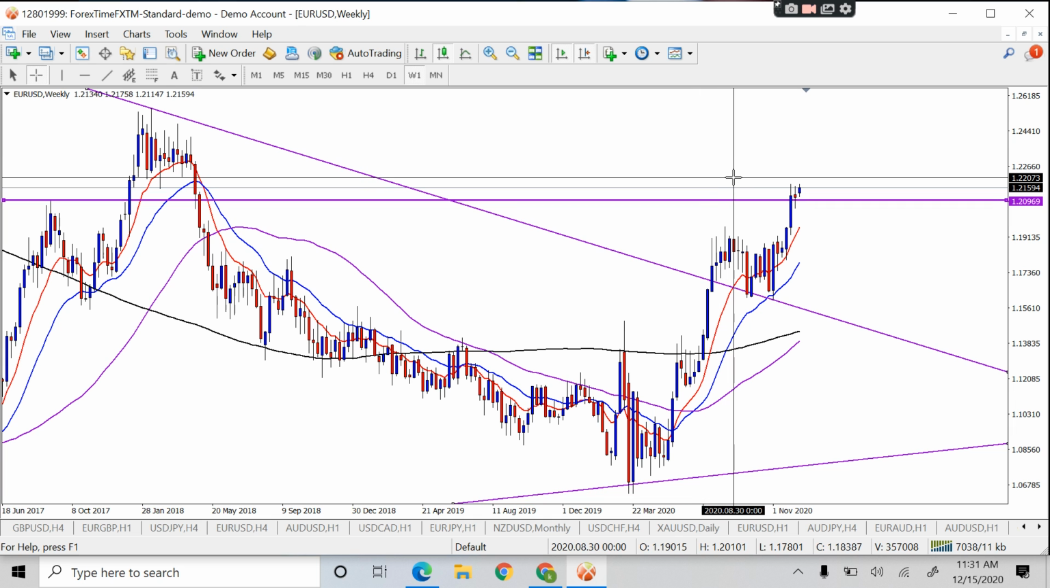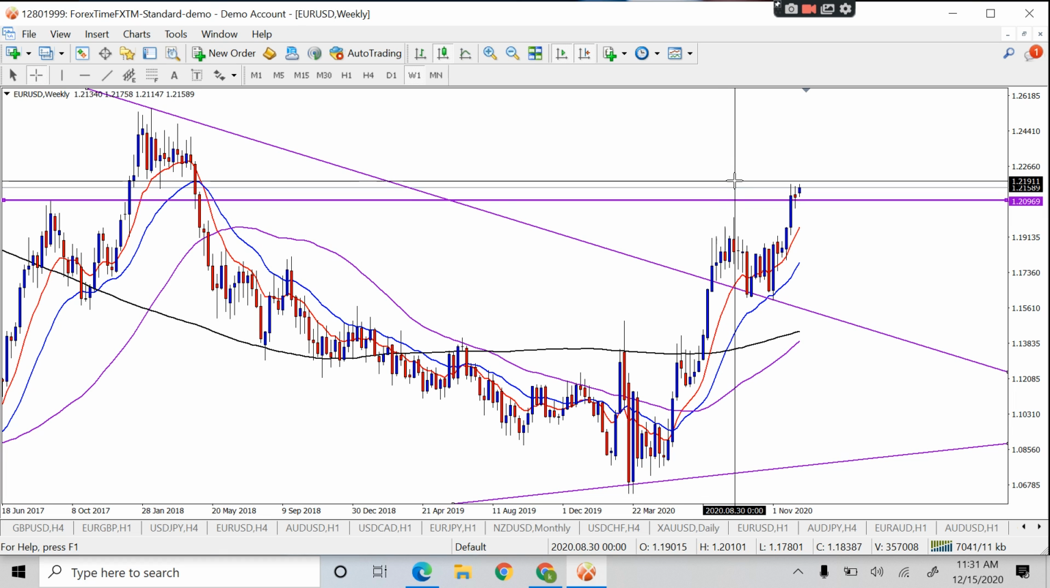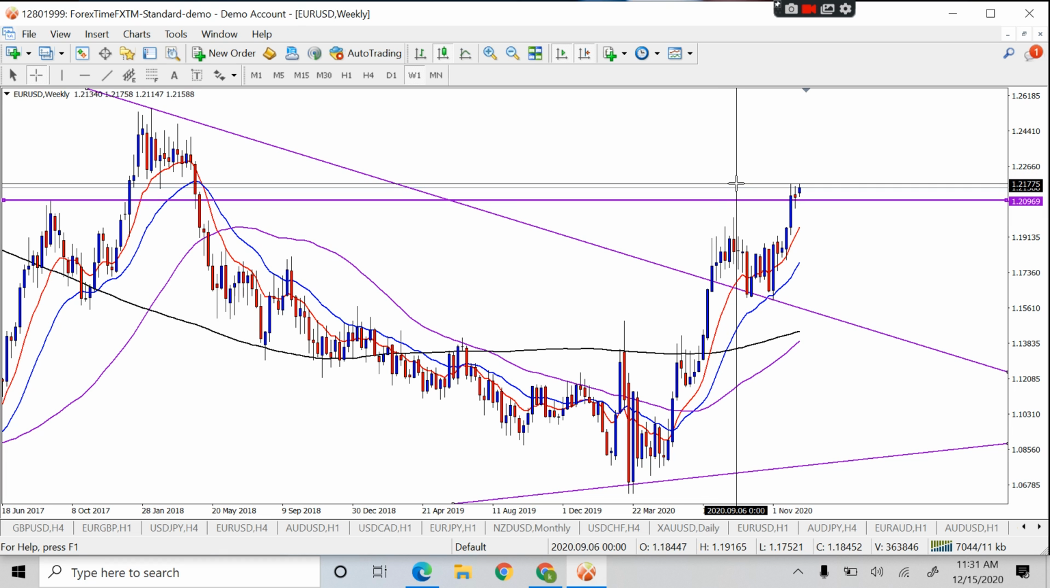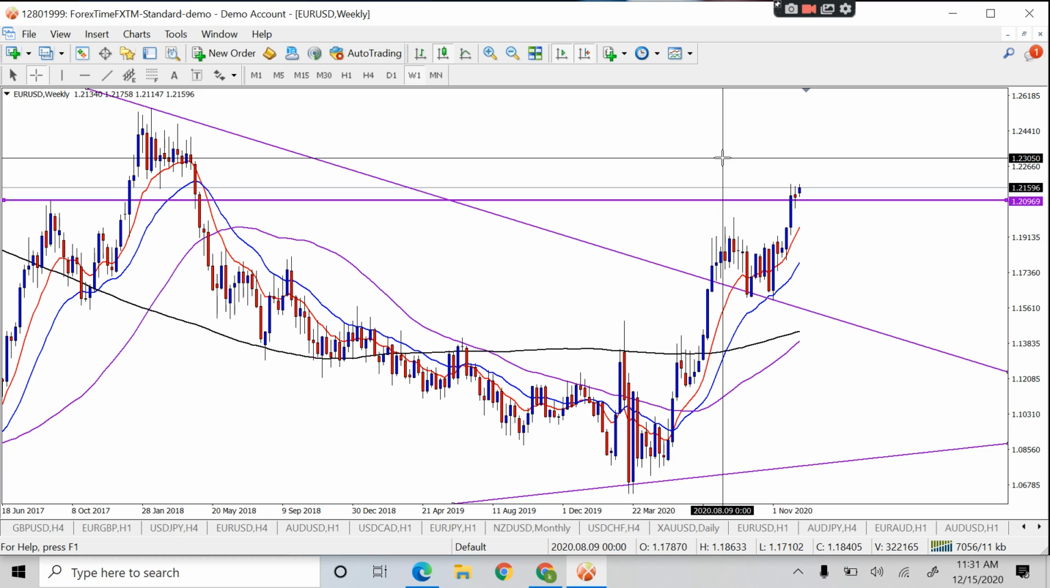So 1.21788. That's where you do your buy stop, and you should be longing this pair while you also be shorting the USD CHF pair.